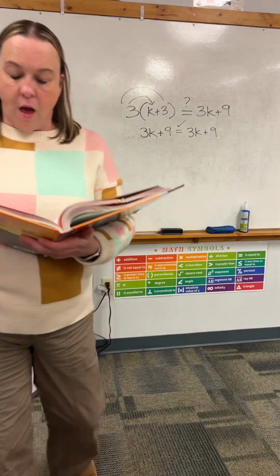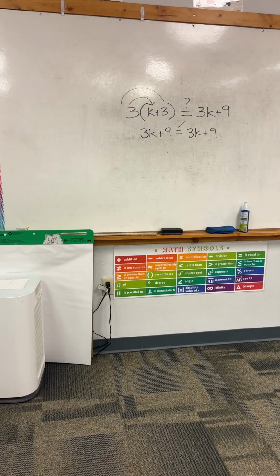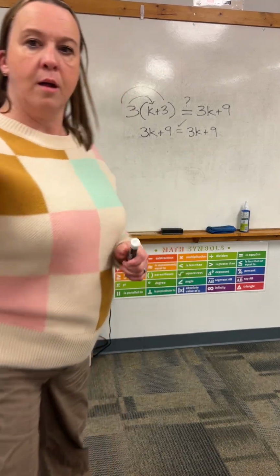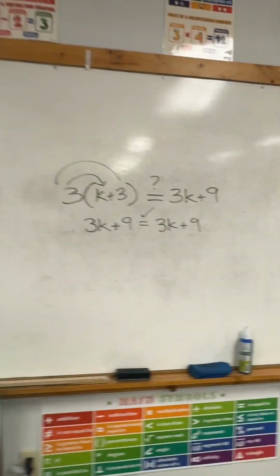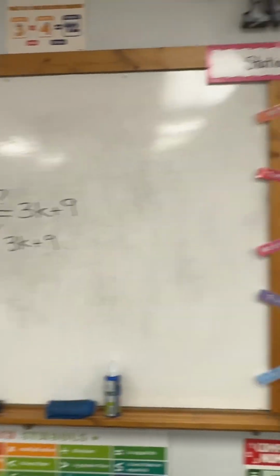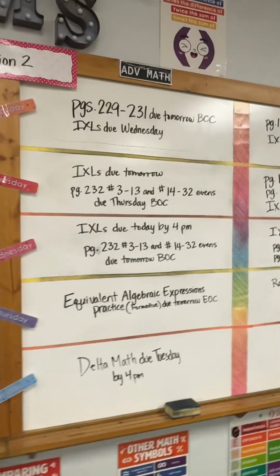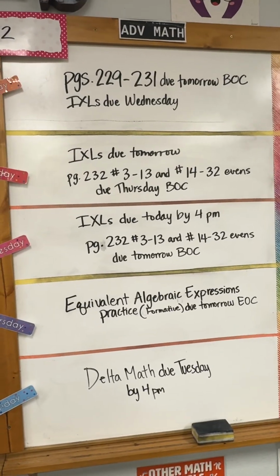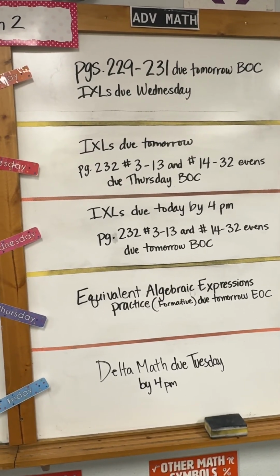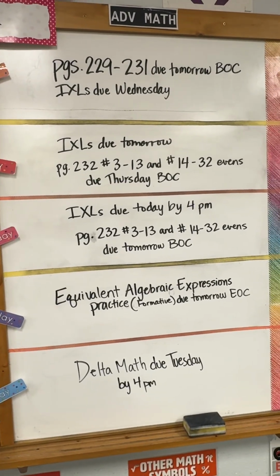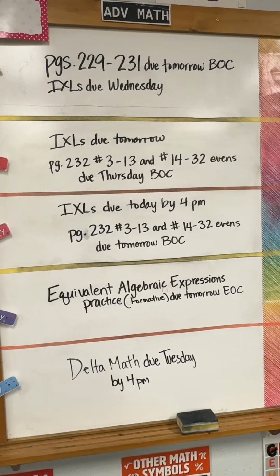Okay. Your homework, and this is actually due at the beginning of class on Thursday, so you have today and tomorrow to work on this. Your homework is, let me pull my phone so we can go look at it together. Okay, your homework is, oh rats, I can't find it. Nope, that's not it. Aha, there we go. You would think I don't know how to work a phone. Okay, your homework is, IXLs are due tomorrow, and then you have page 232, numbers 3 through 13, and 14 through 32 evens, and they're due at the beginning of class on Thursday.